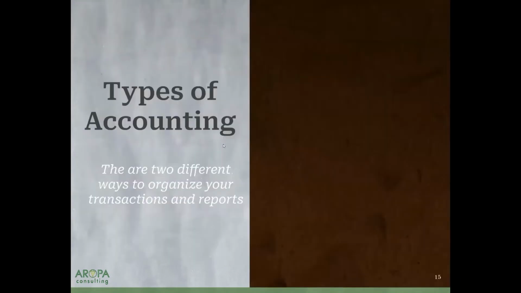Within accounting, there are also two types of methods to organize your transactions and reports. One is GAAP compliant and one is not GAAP compliant, and we'll talk about that a little bit. The first one is cash basis. Most of us in the world, when we're talking about our own personal finances, think about it from a cash basis.